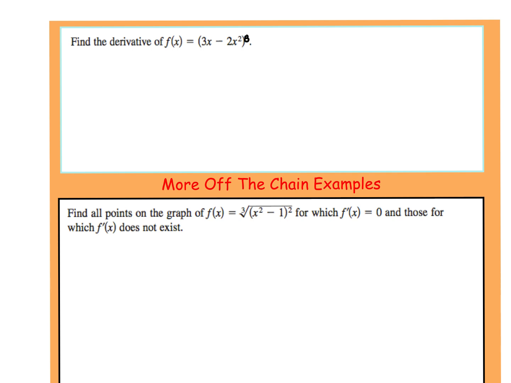So how do I notate taking a derivative? F prime. So what is my innermost composite? 3x minus 2x squared. What is my outermost composite? u to the 8th, right?